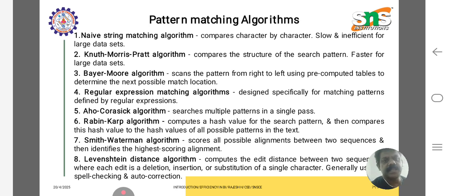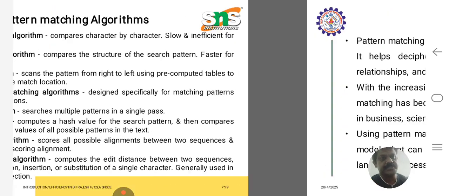Then the last one is the Levenshtein distance algorithm, which is used to compute the edit distance between two sequences, where each edit is a deletion, insertion, or substitution of a single character. It is generally used in spell checking and autocorrection features.